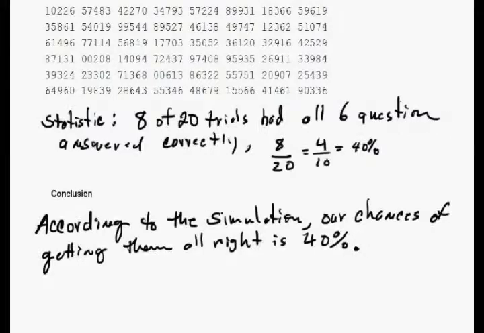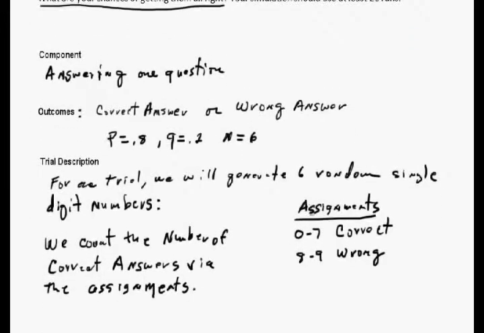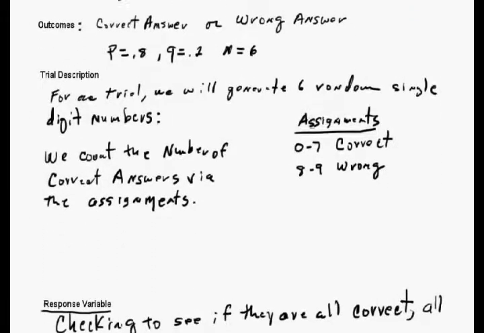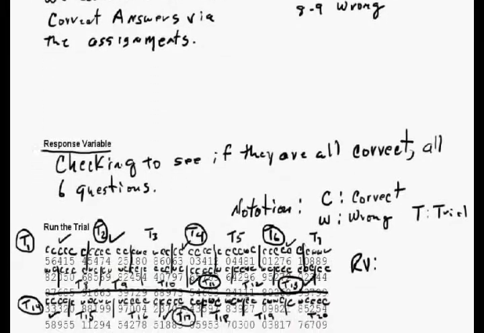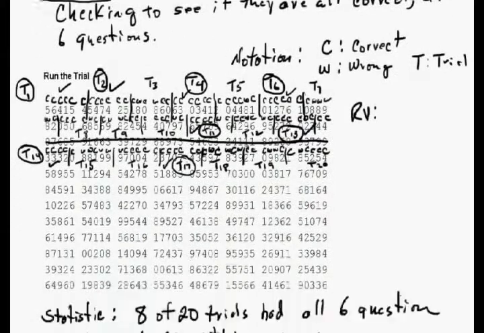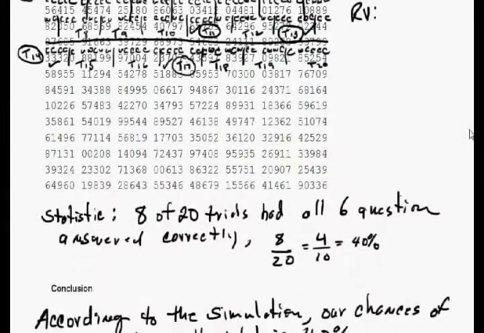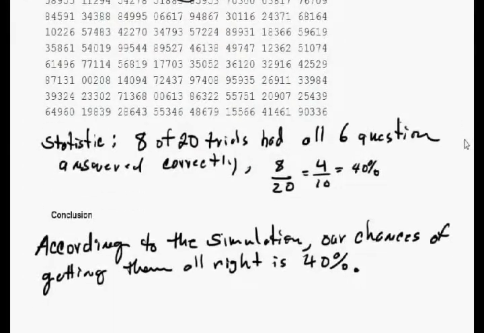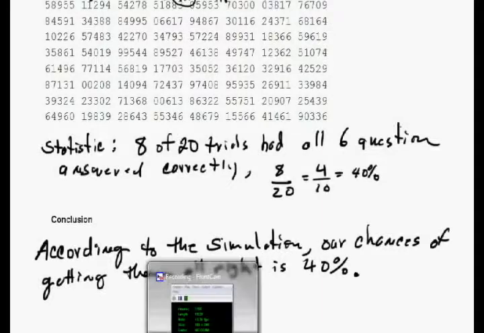Alright, so that's all there is to it. We define the component, define the outcomes, describe how we're going to do the trial. Sometimes it's a little more complicated. Then we define our response variable. Then we use notation and run the trial, calculate a statistic from the trials, and then draw a conclusion according to the simulation. Okay, I hope that helps. Good luck.